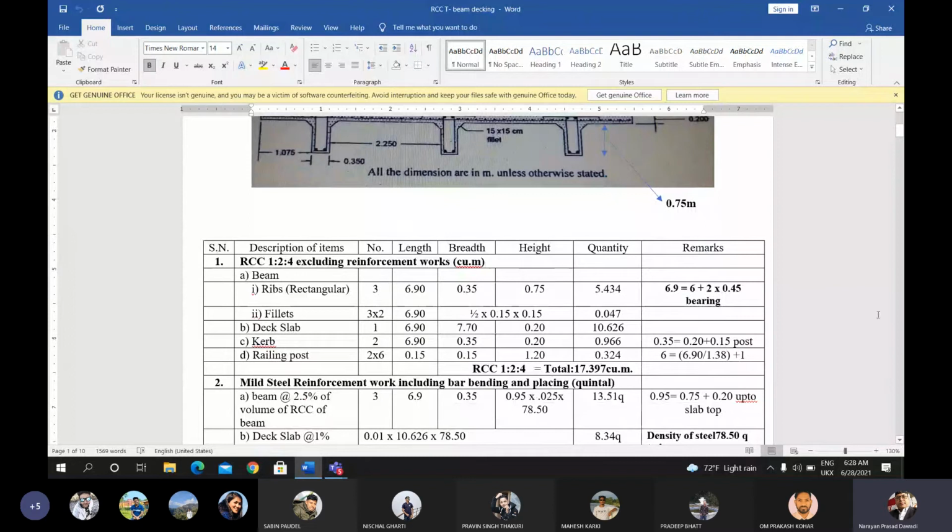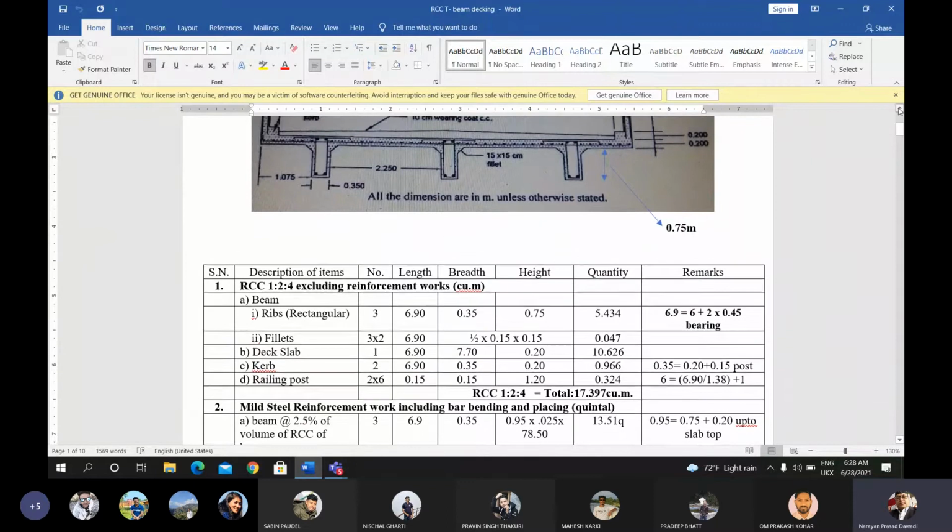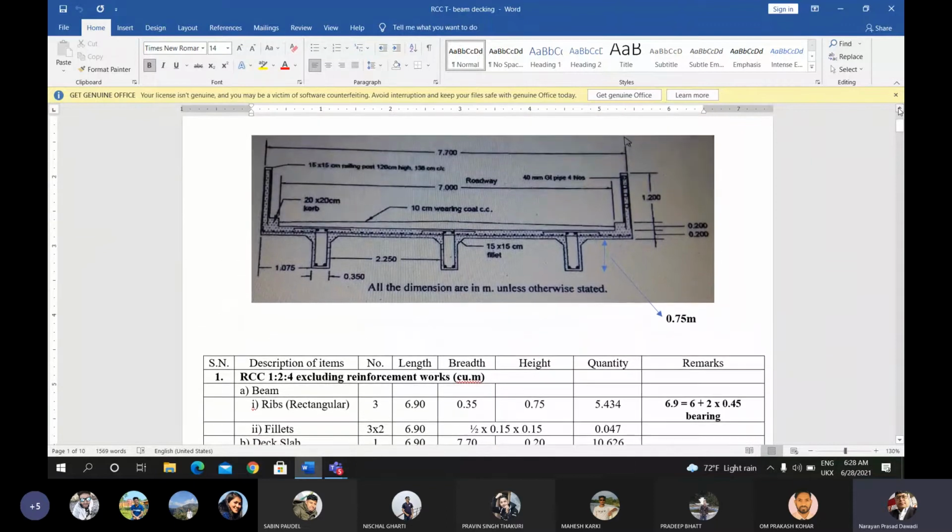Now, up to this curve. Now we have to find the quantity of RCC for the railing post. Okay, the railing post is shown in this cross section as only two numbers, because it is shown from the side, because another railing post is behind this railing post at a center to center distance of 138 centimeter. So we have to provide the number of railing posts for each side.